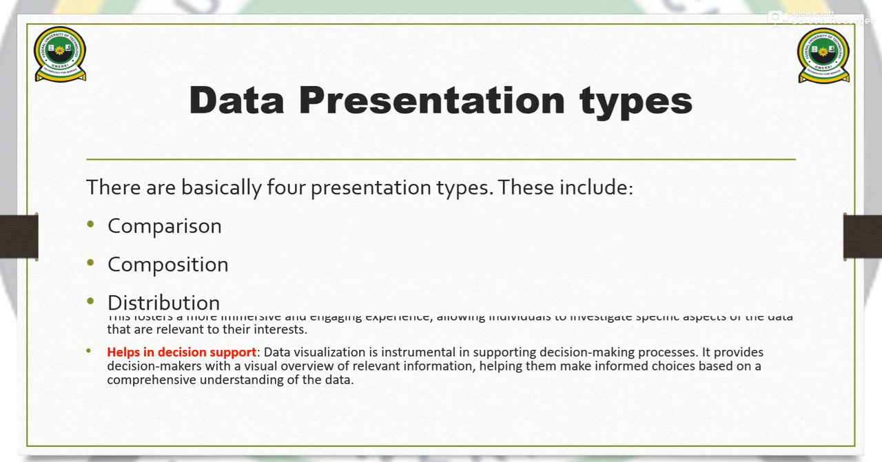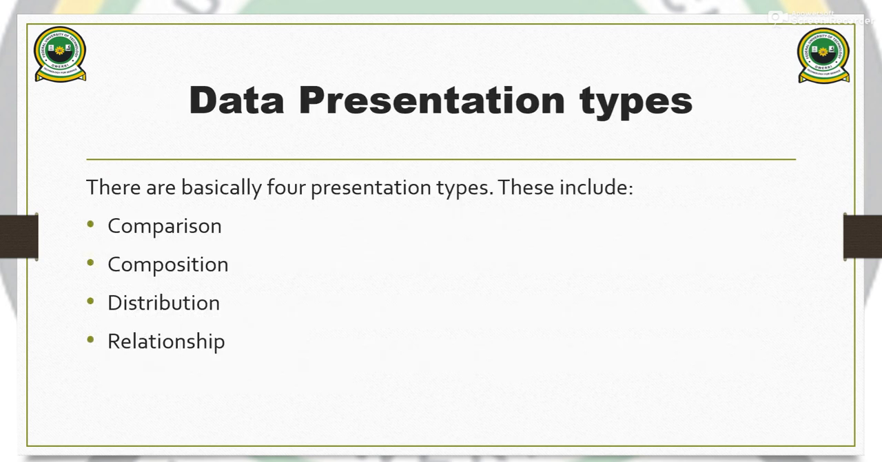Okay, there are four presentation types that we have in this domain of visualization. There are aspects that you can use for comparison, for composition, for distribution, and then relationship. We are going to look at different visualization tools that make for comparison, those that make for composition, and those that make for distribution and relationships.